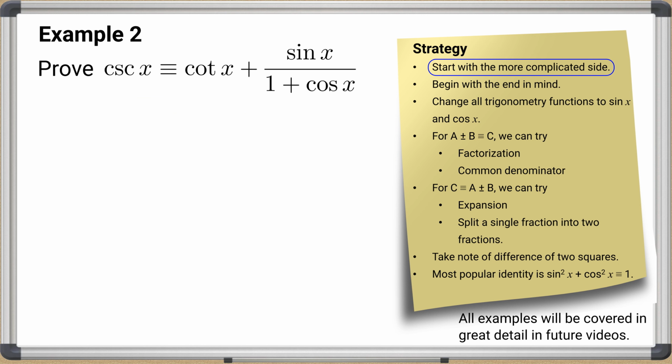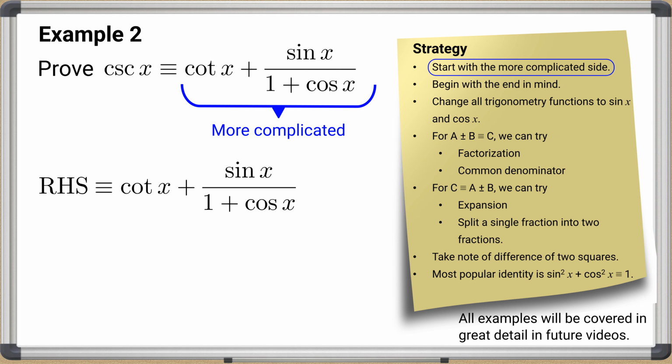Let's look at example 2. The right-hand side is more complicated than the left-hand side. We start from the right-hand side. Most of the time, but not all the time, the left-hand side is the more complicated side. Hence, most of the time, we start from the left-hand side.